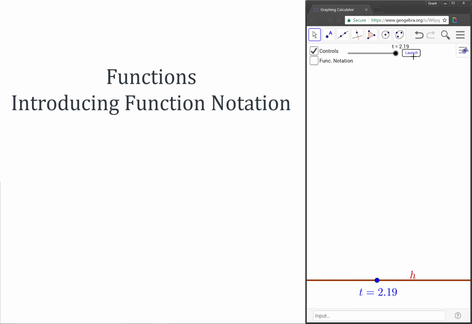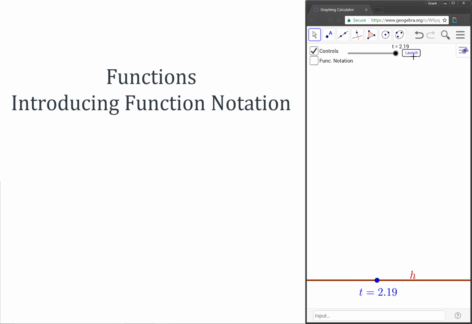Mathematicians also got tired of such long, wordy phrases, so they invented notation to help them represent relationships without needing to describe it in words each time they want to reference it. In this investigation, we will learn about function notation as a way of representing the value of one quantity in a relationship based on the value of the other quantity.